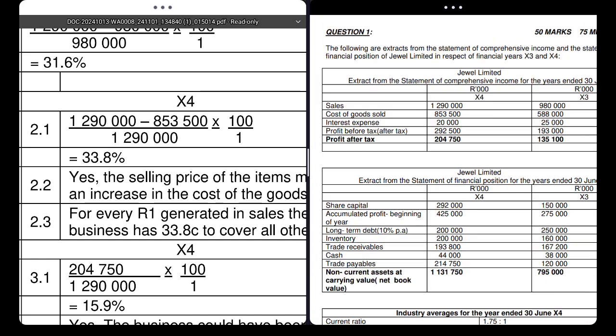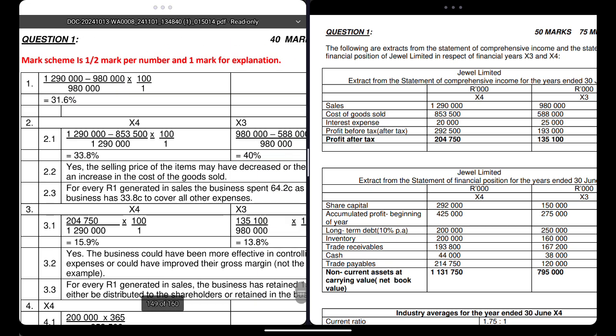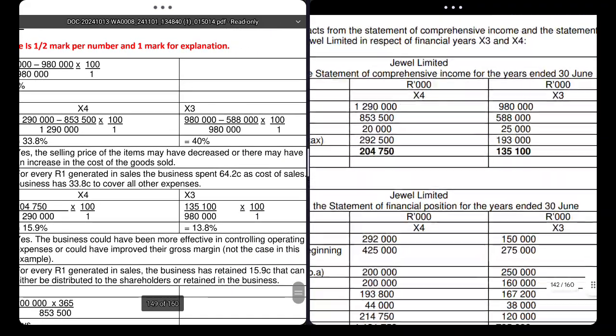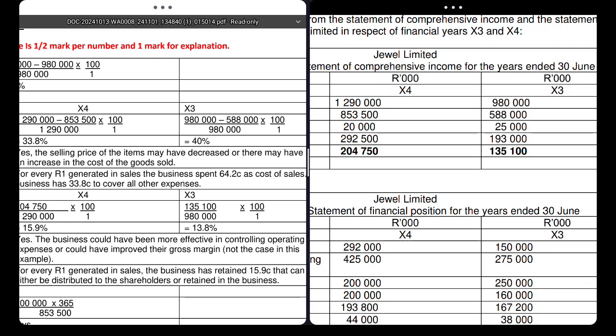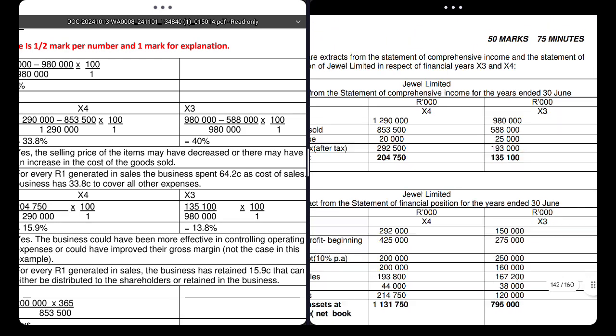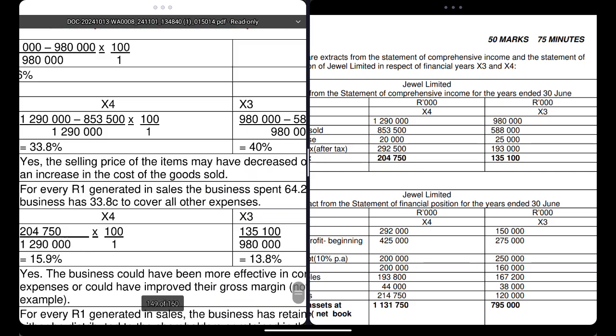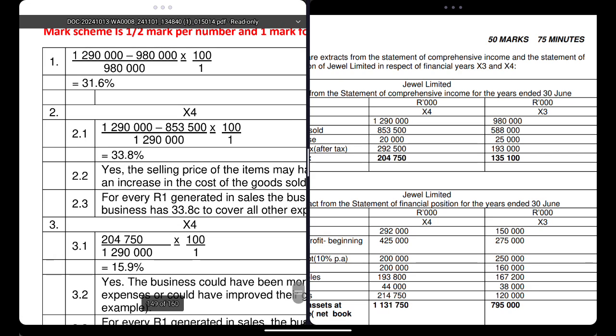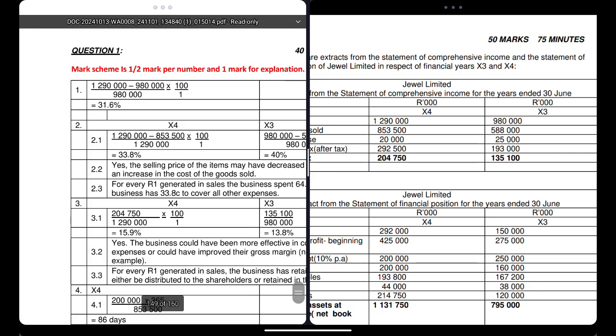So gross profit is sales minus cost of sales. So that will be gross profit over your sales, which is 1,290,000, times 100, and you get 33.8%. Similarly, you do it for 2023, same thing, and you get 40%. Now, let's interpret it, right? So we can clearly see in the beginning, in the year 2023, we had 40%. At the end of the year, 33.8%. So it dropped, right?